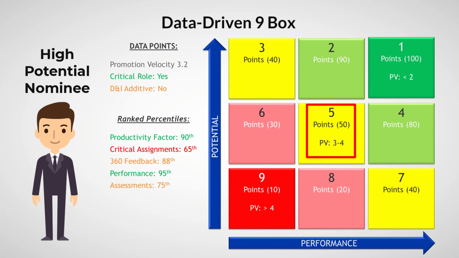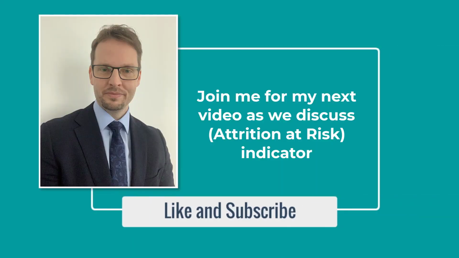So this is a great example. An executive might really like this individual and say this person is a box 1 talent, but based on the criteria we've established and using promotion velocity, this individual is actually box 5. And that's what makes these talent review meetings so powerful, because it highlights the differences between executive viewpoints and the data. And that's it.